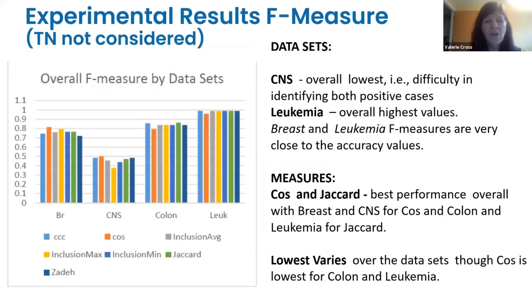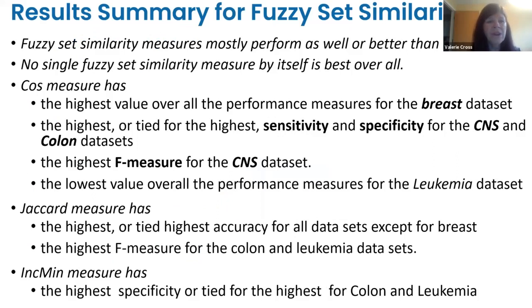So the conclusions were that fuzzy set similarities performed as well as, or better than, the initial concordance correlation coefficient that they had originally used in South Florida's research. But there wasn't a single fuzzy set measure that was best overall. It varied depending on the data set, and it varied depending on what performance measure for the ensemble you were using.